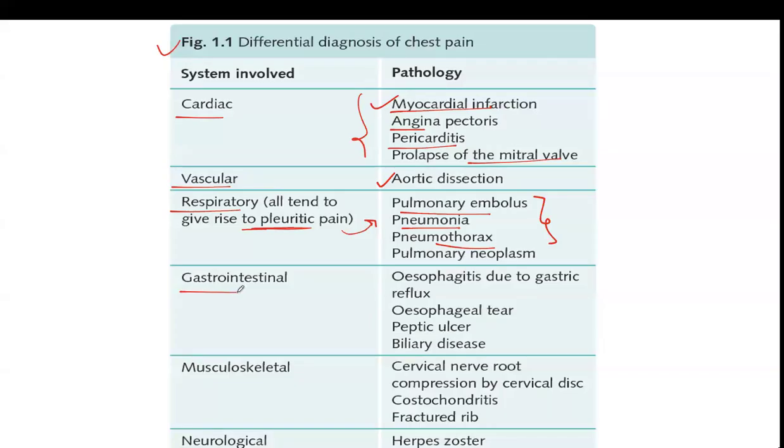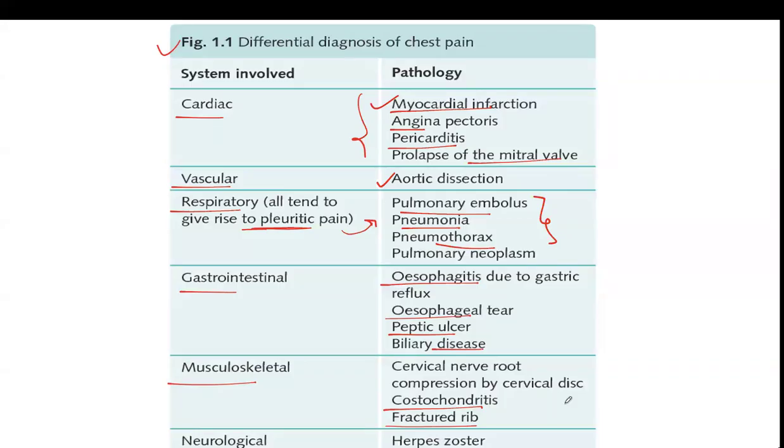Do not forget gastrointestinal cause because many times simple reflux can come as chest pain. Also, we should rule out esophageal tear, peptic ulcer, biliary disease. Musculoskeletal is not uncommon, so we should always rule out costochondritis, fractured rib. Some patients come to us with very sore chest muscles, and if you ask them, they will say, yes, just recently I started going to the gym and I've been lifting a lot of heavy things. So that is simple musculoskeletal chest pain. Not every chest pain is dangerous or serious. That's also important to know.